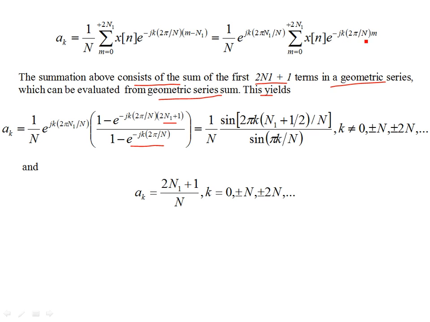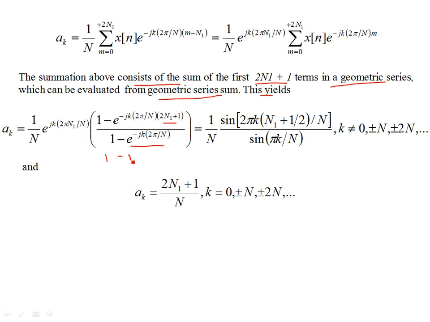Then for m equal to 0, for m equal to 1, this will be e to the minus j 2 pi by capital N. Okay, so this is the ratio, e to the minus j k 2 pi by N, right? And this continues. The second will be e to the minus j k 2 pi by capital N into 2. Then it will be e to the minus j k 2 pi by capital N into 3. Okay, so it becomes a geometric progression, and you can use the geometric progression formula.